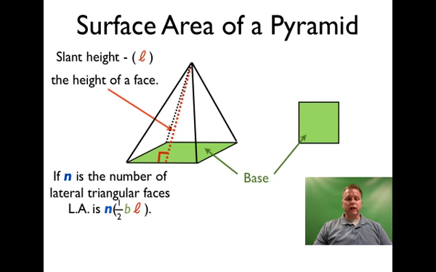If n is the number of lateral triangular faces, so the triangles, then the lateral area is n, which is the number of faces, times 1/2 base times the slant height. Because the faces are triangles. So remember, our formula for the area of a triangle is 1/2 base times height. Well, in this case, the height is the slant height.